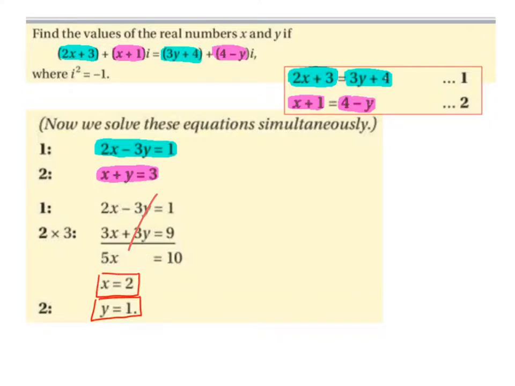And then subbing back into one of the equations, let's take the second one, x plus y equals 3. So x plus 2 equals 3 because we got x is equal to 2. And 3 take away 2 is 1, so y is equal to 1.